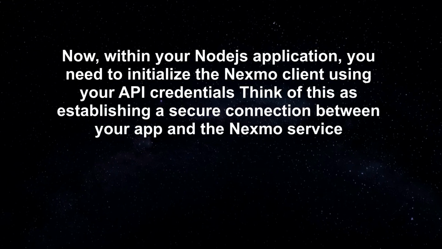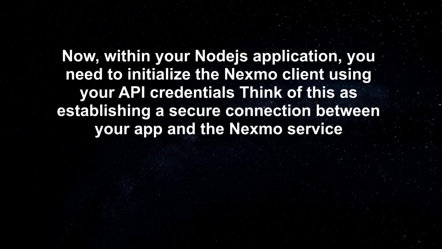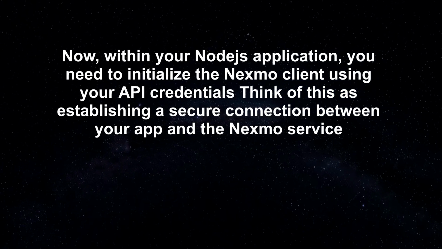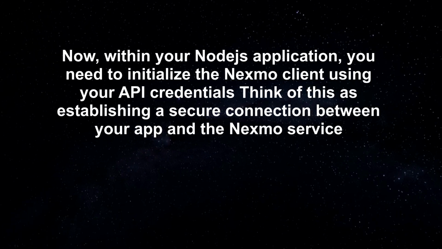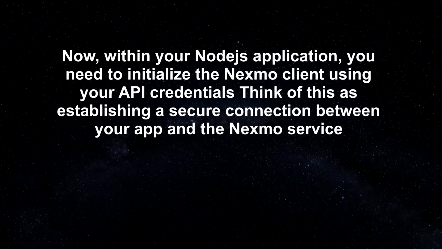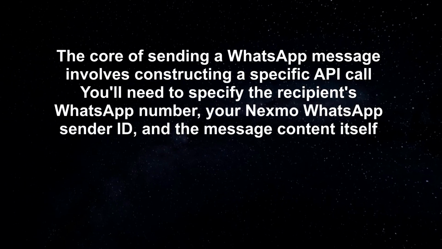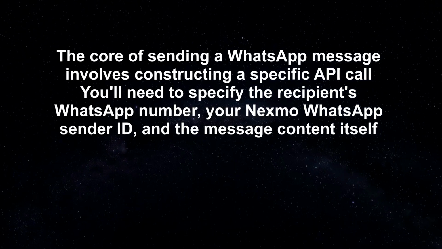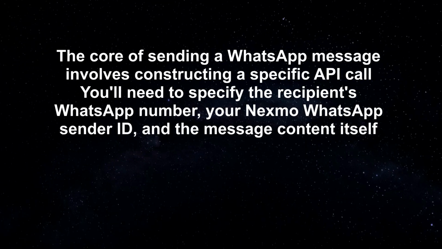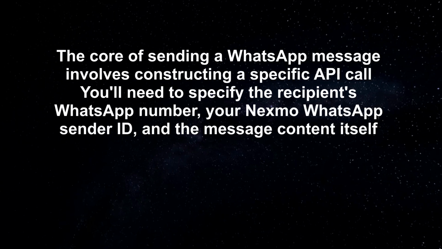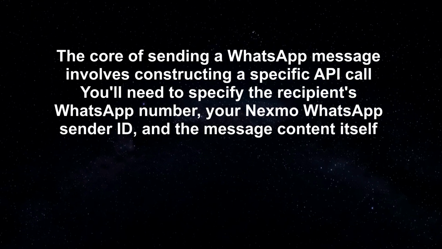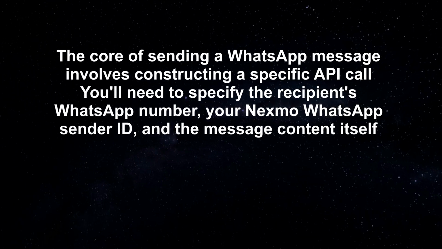Now, within your Node.js application, you need to initialize the Nexmo client using your API credentials. Think of this as establishing a secure connection between your app and the Nexmo service. The core of sending a WhatsApp message involves constructing a specific API call. You'll need to specify the recipient's WhatsApp number, your Nexmo WhatsApp sender ID, and the message content itself.